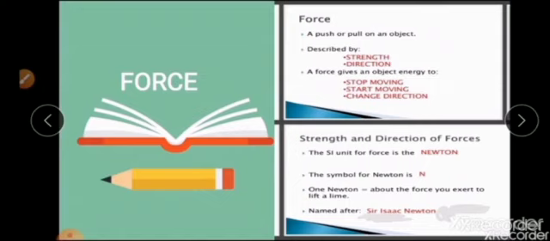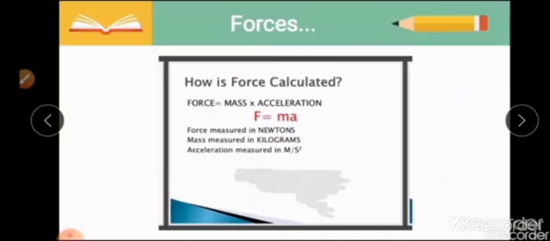Now, as you have already learned the units and measurements in your 9th standard, this will be very familiar to you. The SI unit is Newton. The symbol is capital N. Now, how to define 1 Newton? From the name itself, it is understood that it is named after the great scientist Sir Isaac Newton.